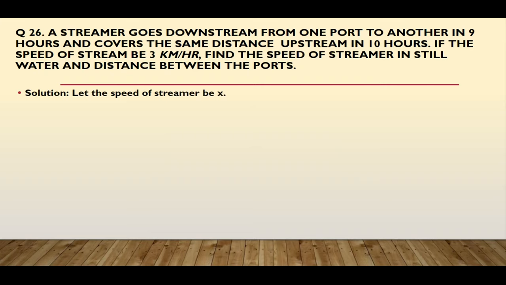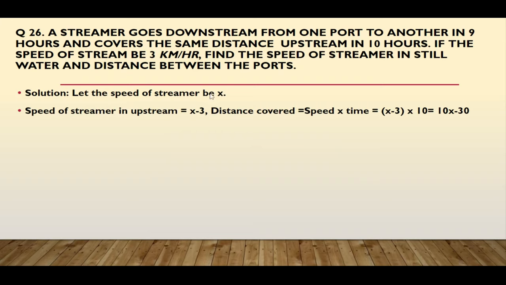You can let the speed of the streamer be x. What do you think? In upstream, as I told you, the speed of the stream will be subtracted because it is resisting our flow, right? It is stopping us. So if the streamer has a speed of x, it will be reduced by 3. So x minus 3 will be the speed of the streamer in upstream. But you need to find the distance. So you already know that distance is speed into time. Speed, which is x minus 3, and time, which is 10 hours in upstream. So if you multiply by the distributive property, you'll get 10x minus 30.